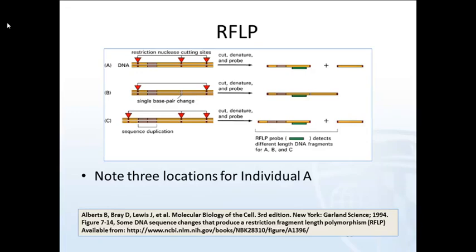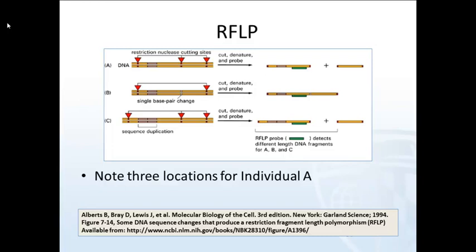RFLP stands for Restriction Fragment Length Polymorphism. Polymorphism is a computer science term, but in the biological sense, it refers to differences, usually phenotypic, within a population. The length polymorphism refers to restriction fragments that can vary in size among individuals.